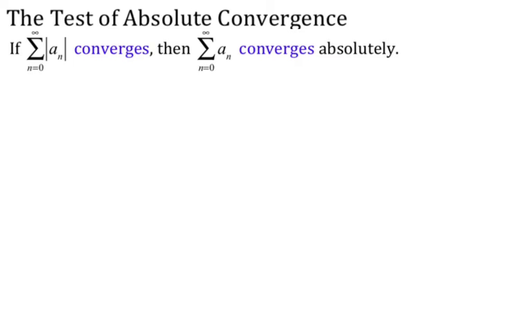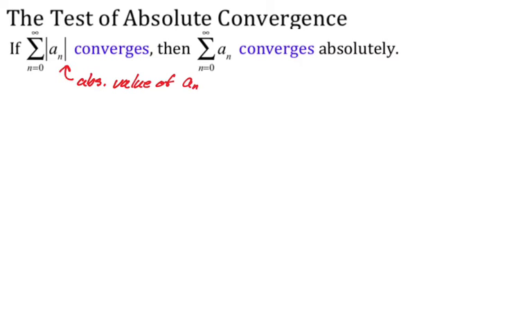If the sum of the absolute value of a sub n converges, then the sum of a sub n without the absolute value converges absolutely. So this is a quick way of dealing with a series that sometimes has positives, sometimes has negatives, or always alternates. It allows you to just look at it on a slightly easier frame.